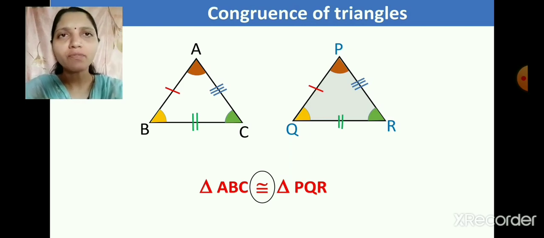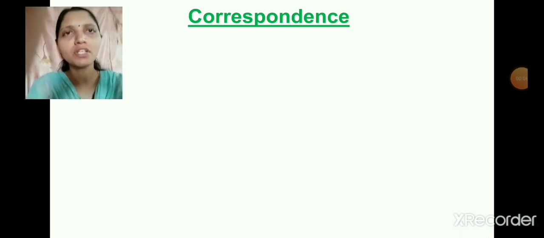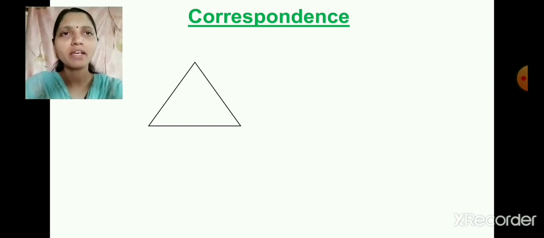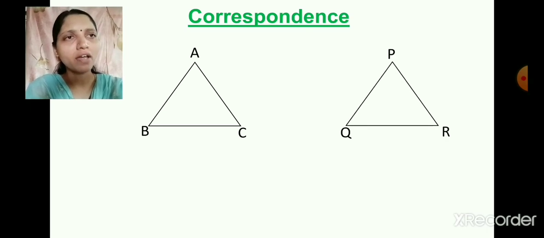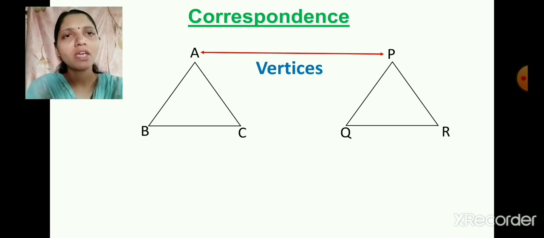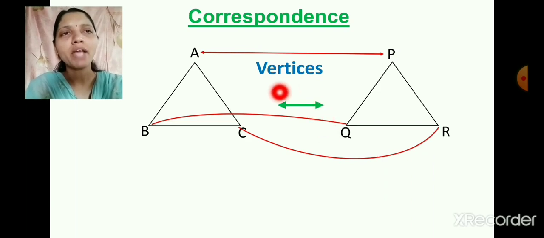Now let's first understand the meaning of correspondence. For that we have to consider two triangles. Let the first triangle be triangle ABC and the other triangle be triangle PQR. Now correspondence is nothing but the matching or pairing of vertices. Now how to match the vertices? We have to match vertex A with vertex P, vertex B with vertex Q and vertex C with vertex R. And this correspondence can be shown by this sign.